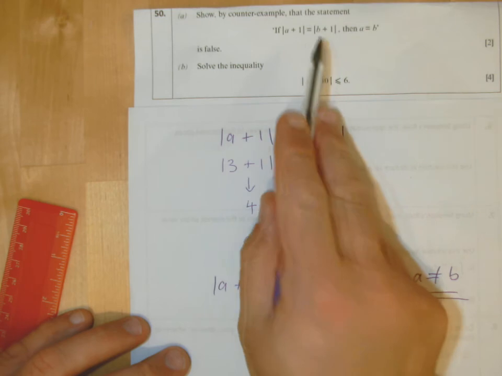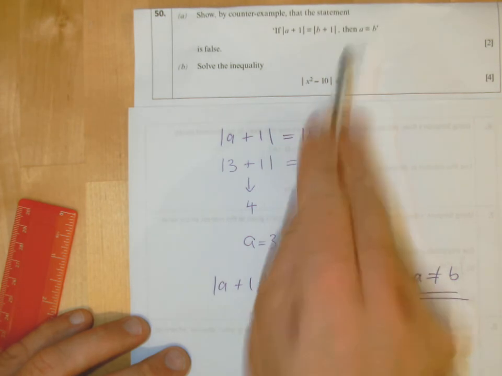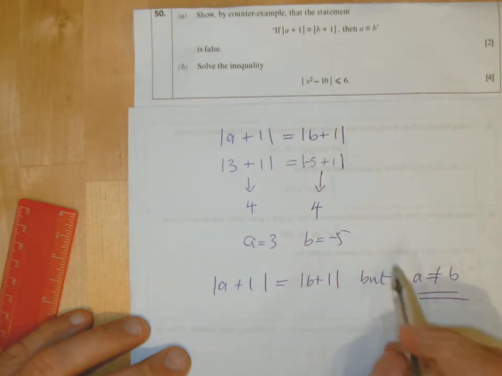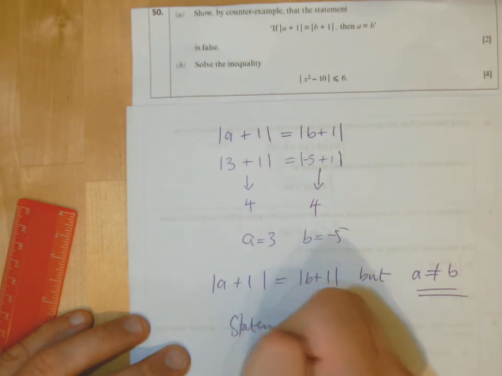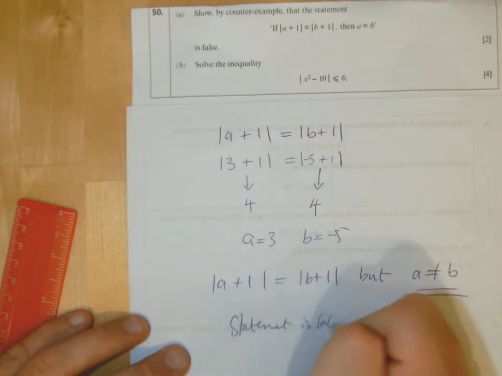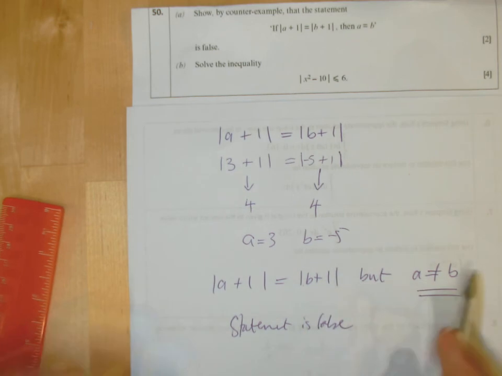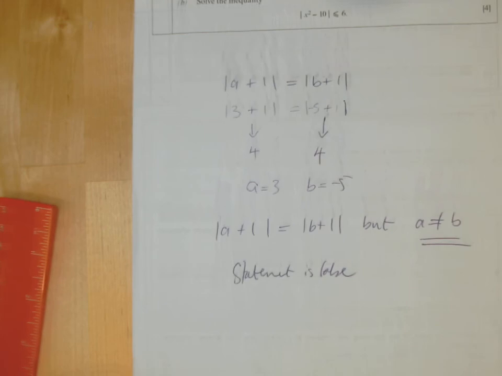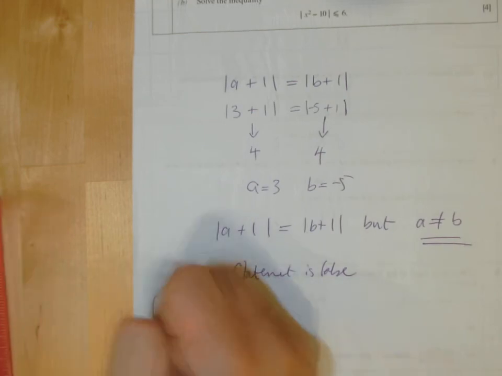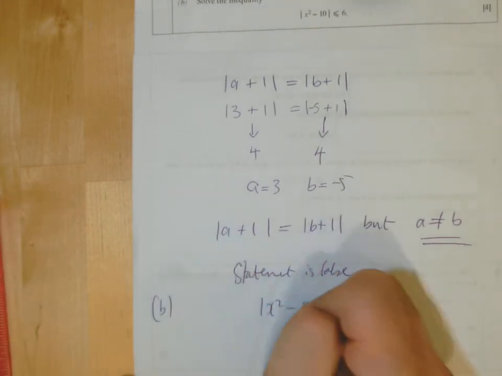So we found a situation where this is true, but a doesn't have to equal b. So the statement is false, by showing a case where this is equal to this, but a is not equal to b. When it comes to part B, we've got to be really careful with this solving inequality thing.